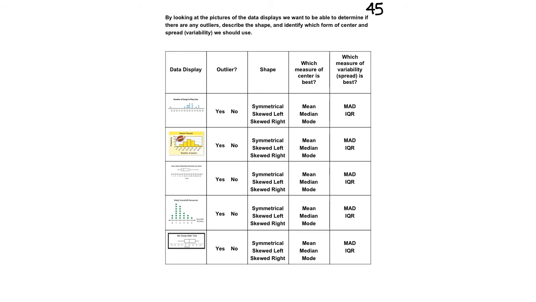Now if you look at pages 45 and 46, you're going to use a highlighter or pencil and just circle, but you're going to have to choose which one is the best answer of your answer choices. So on the first one, it says by looking at the pictures of the data displays, we want to determine if there are any outliers, describe the shape, and identify which form of center and spread or variability we should use. So I'm going to do the first one with you.